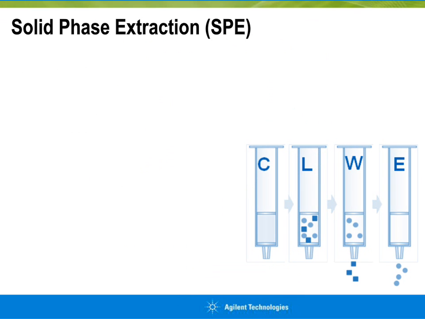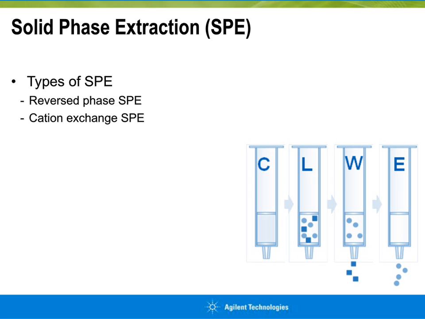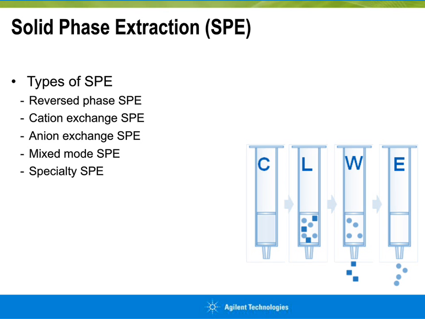There are many types of solid phase extraction. For instance, reverse phase, cation exchange, which works really well for basic compounds, anion exchange for acidic compounds. Mixed mode is always my choice if I can because it combines reverse phase and ion exchange. And there's always specialty sorbents like carbon, an SPE designed for mycotoxins, or atrazine.